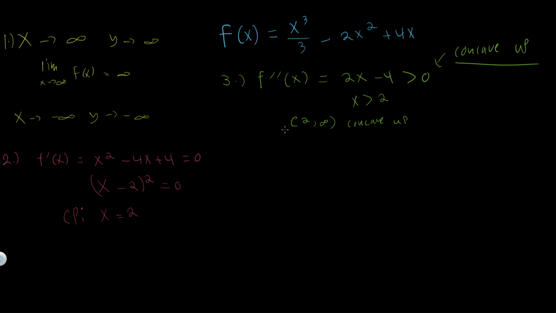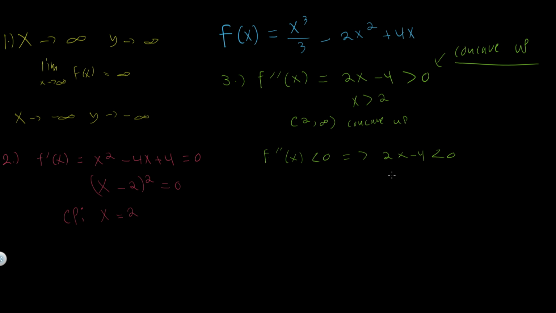All right, now let's figure out where this graph is concave down. Well, it's concave down where the second derivative is less than 0. So we can say that f double prime of x is less than 0, which implies that 2x minus 4, which is the second derivative, is less than 0.